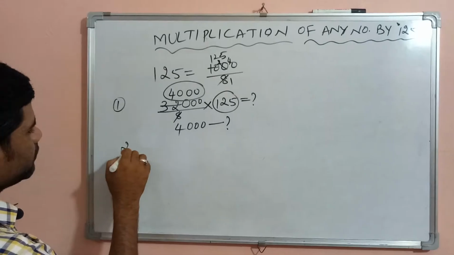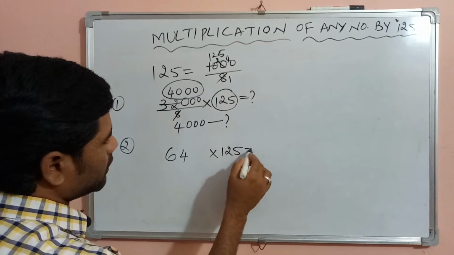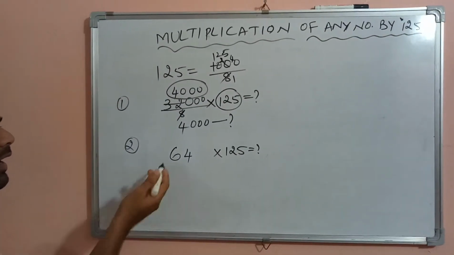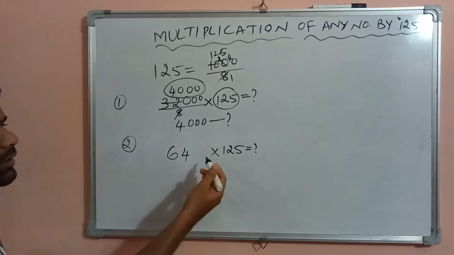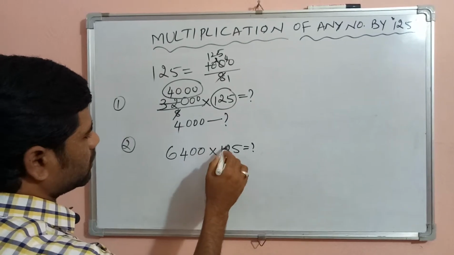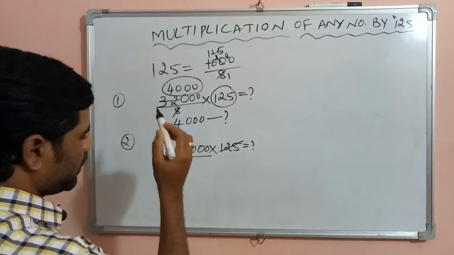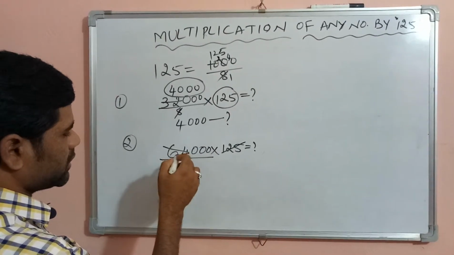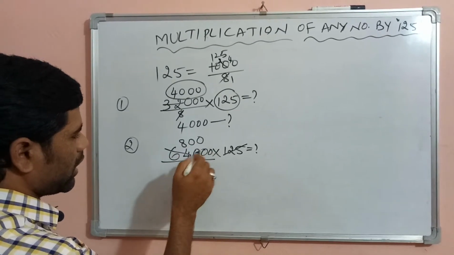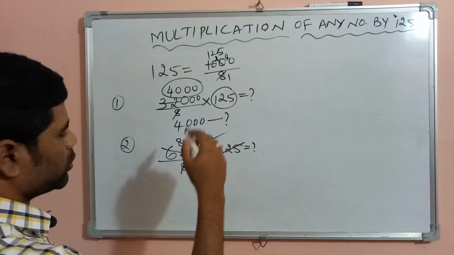Second example we will see. Suppose 64 into 125 is equal to how much? Now simply we can say the answer: 8 goes in 64 8 times and 3 zeros. So that answer is 8000. Just cut this 125 and add 3 zeros divided by 8. Now 8 table, 8 goes in 64 8 times, 8 goes in 0 zero times, and again 0, 0. So the answer is 8000.